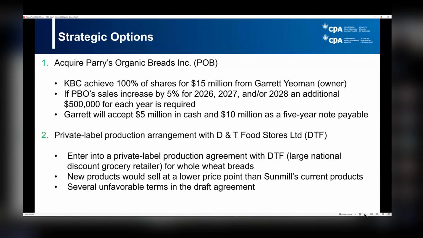The second one was the private label production agreement with D&T Food Stores, or DTF. And that was about entering into a private label production agreement with DTF, a large national discount grocery retailer. So KBC would produce products under DTF's name, and those products would be sold at a price point lower than current products.